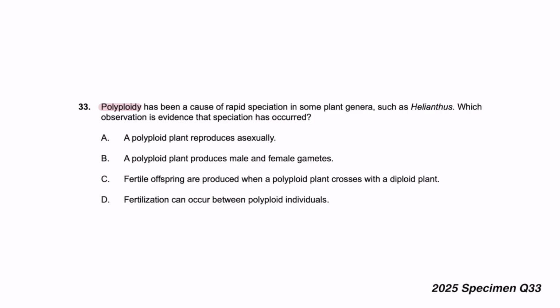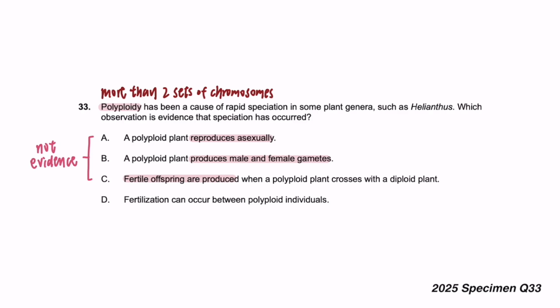Polyploidy is a condition where an organism has more than two sets of chromosomes. A polyploid plant reproduces asexually, produces male and female gametes, and crosses with a diploid plant to produce fertile offspring are all facts for polyploid individuals. However, they are not evidence for the cause of speciation.